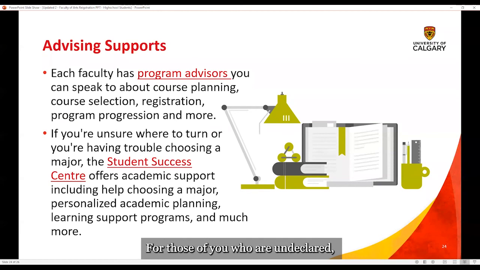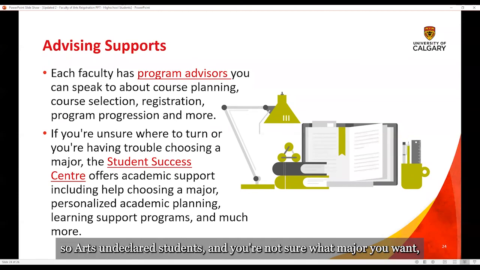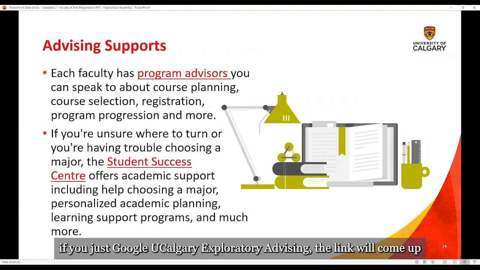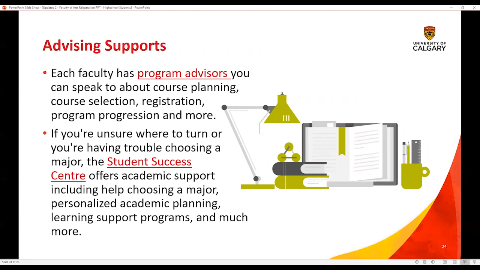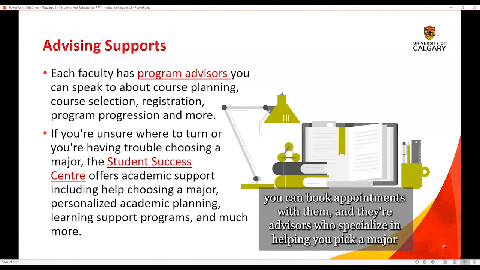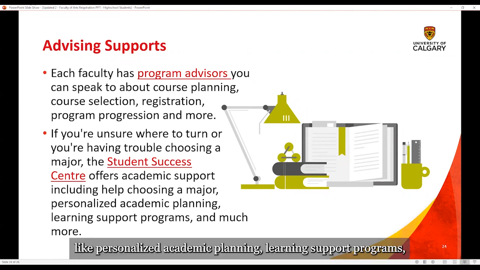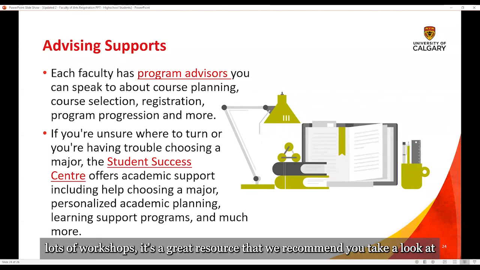For those of you who are undeclared, so arts undeclared students, and you're not sure what major you want, the Student Success Center offers something called exploratory advising. If you just Google UCalgary exploratory advising, the link will come up pretty much right at the top. You can book appointments with their advisors who specialize in helping you pick a major. The Student Success Center also offers a huge variety of academic support beyond that, like personalized academic planning, learning support programs, and lots of workshops. It's a great resource that we recommend you take a look at.